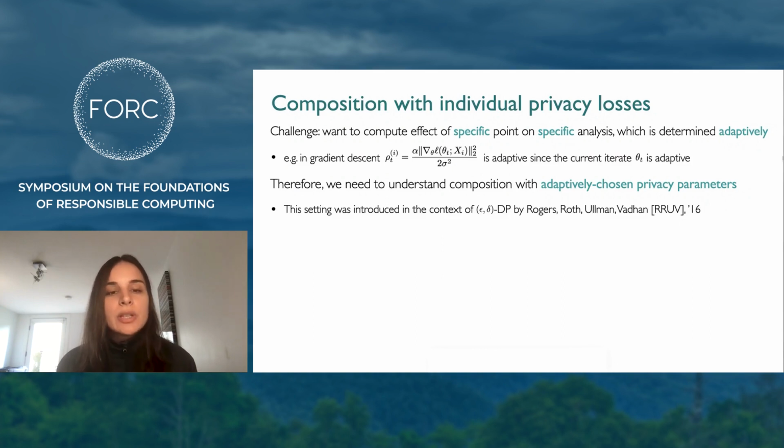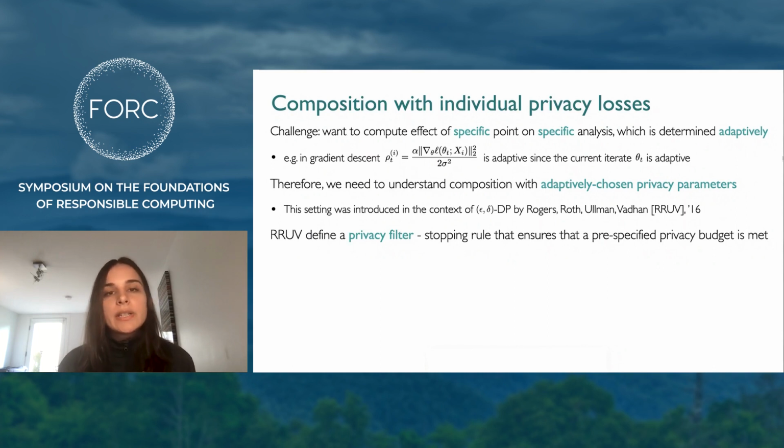This setting was first introduced in the context of epsilon-delta differential privacy by Rogers, Roth, Ullman, and Vadhan in 2016. Here the authors define a privacy filter, which is essentially a stopping rule that ensures that a pre-specified privacy budget is met. Now I'll sketch basically how a filter operates. In the following sketch, you should think of B as the overall differential privacy budget, and all parameters epsilon_t are actually chosen adaptively, possibly as a function of all the previous reports.